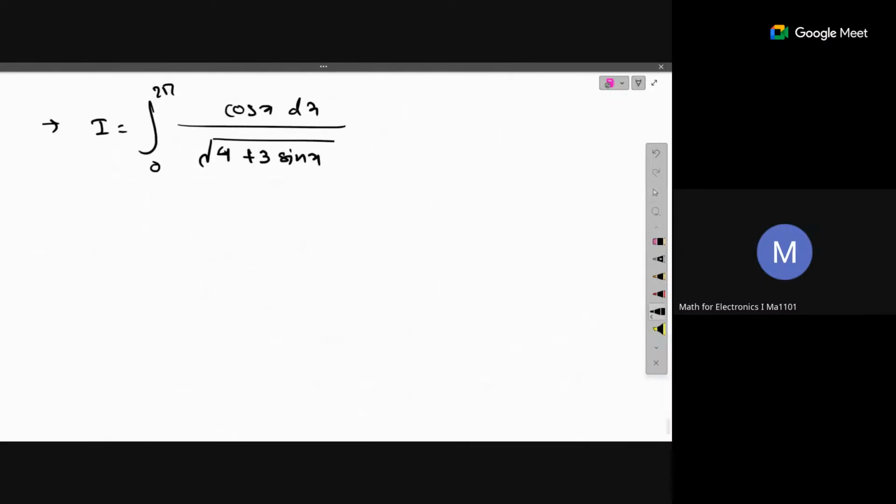So here also, whenever you have a combination of sine and cos, just observe which function is there with dx. Here with dx, cos x is there, so we have to take the substitution t is equal to sine x.